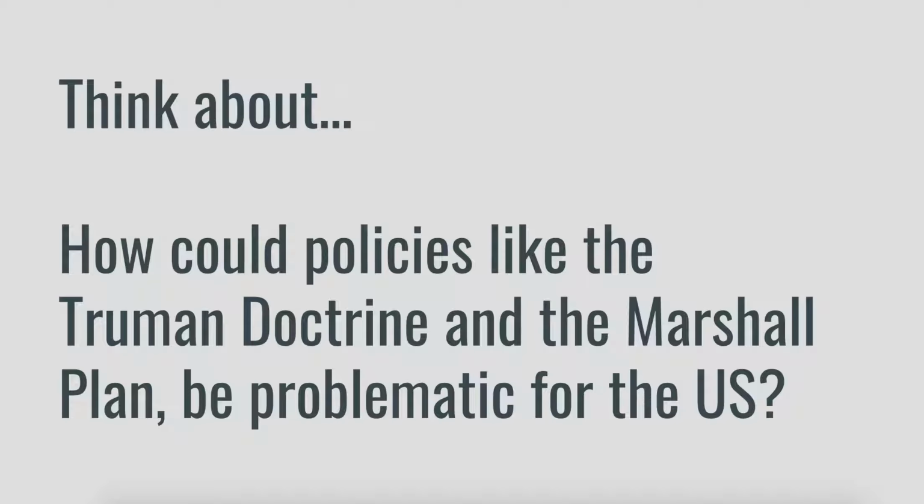So I want us to consider how policies like the Truman Doctrine and the Marshall Plan could potentially be problematic for the U.S. We just explained that $400 million was given to Greece and Turkey, and $12.5 billion was given to countries of Europe to rebuild. So this is a lot of money that the U.S. is giving out, but it's also tying us into those countries and getting us further and further into this Cold War with the Soviet Union, where we're supporting more and more countries, and this could be seen as a threat to the Soviet Union in a lot of ways.